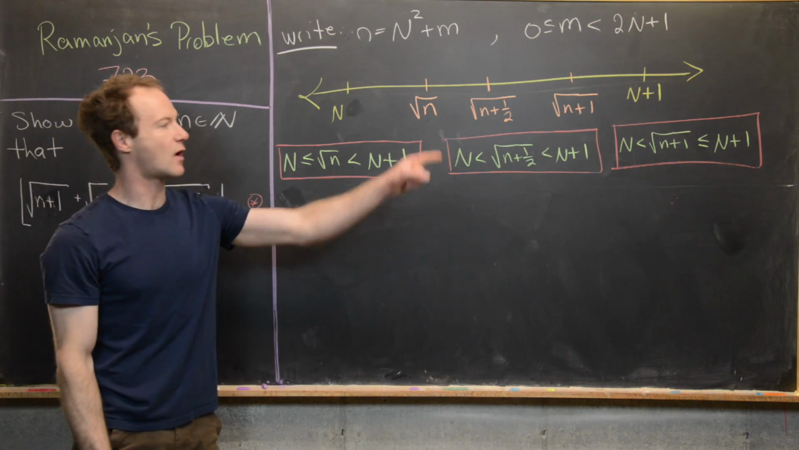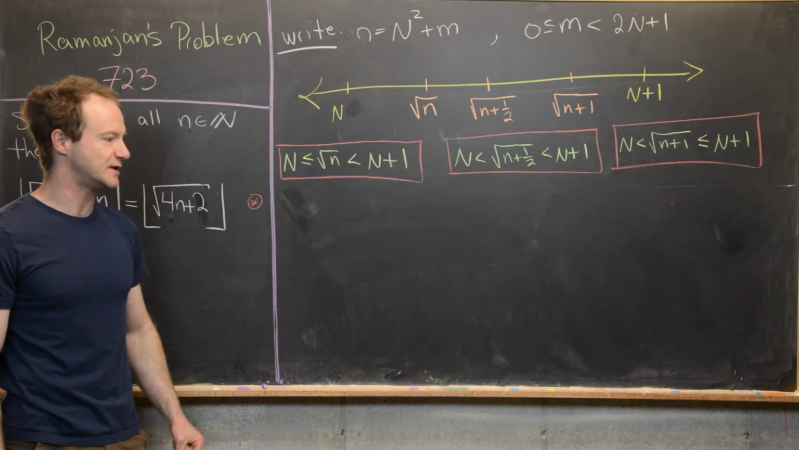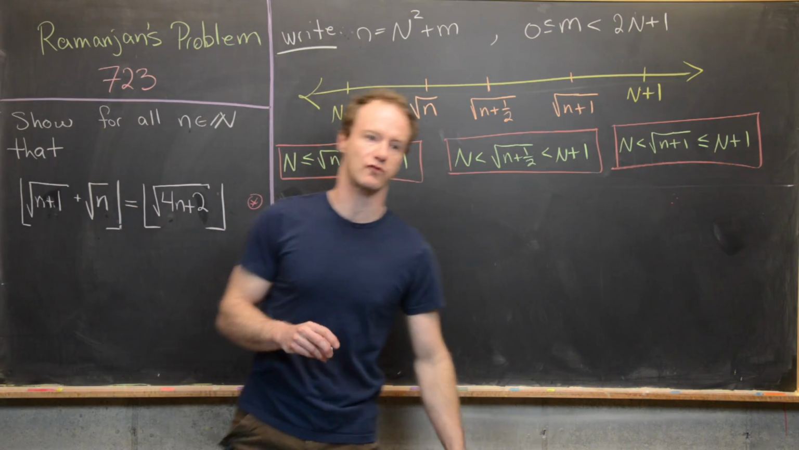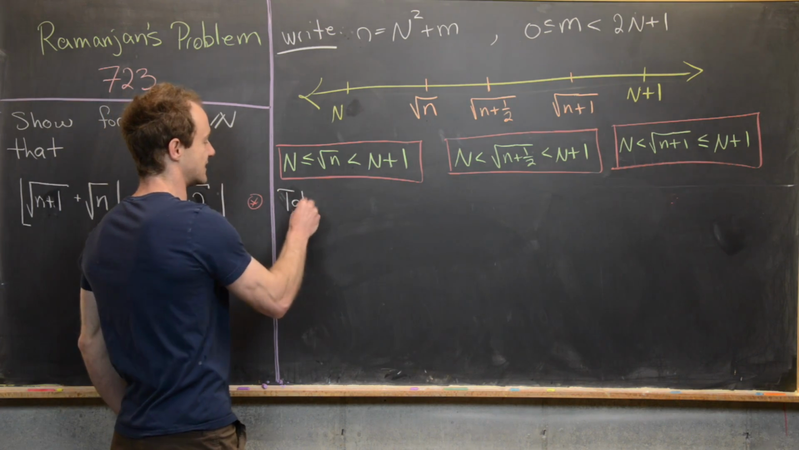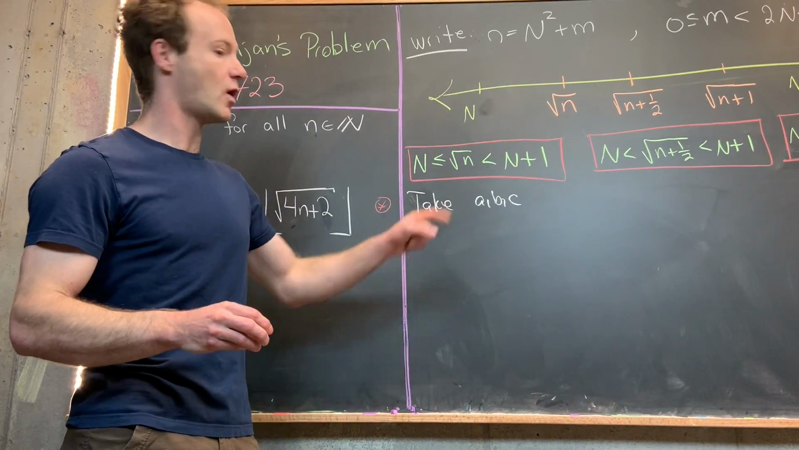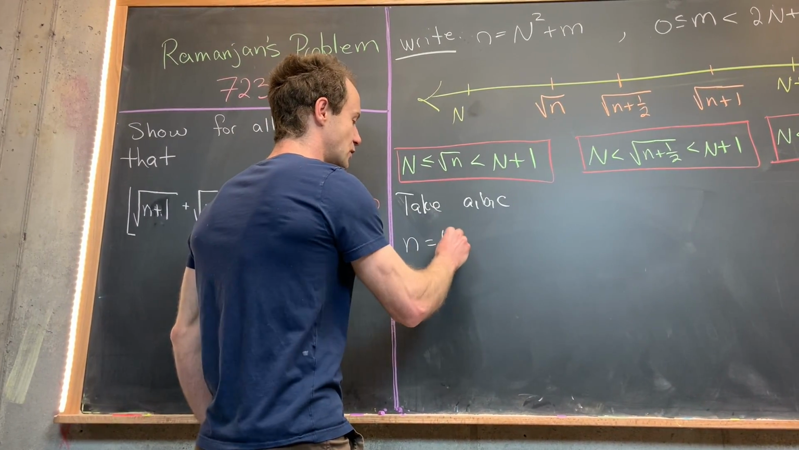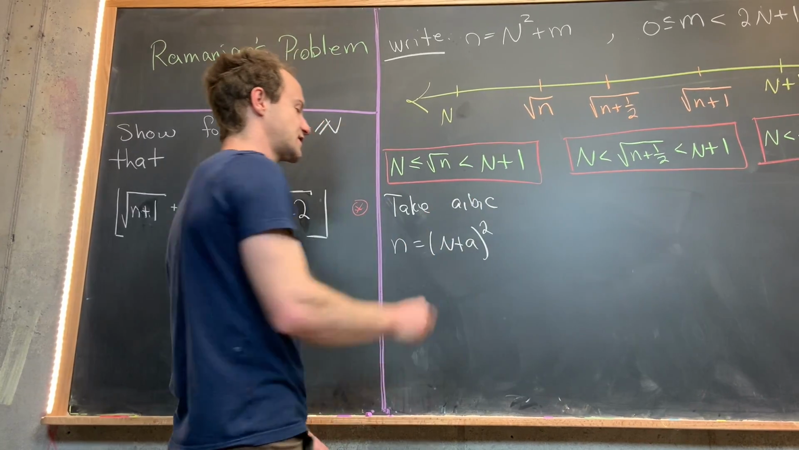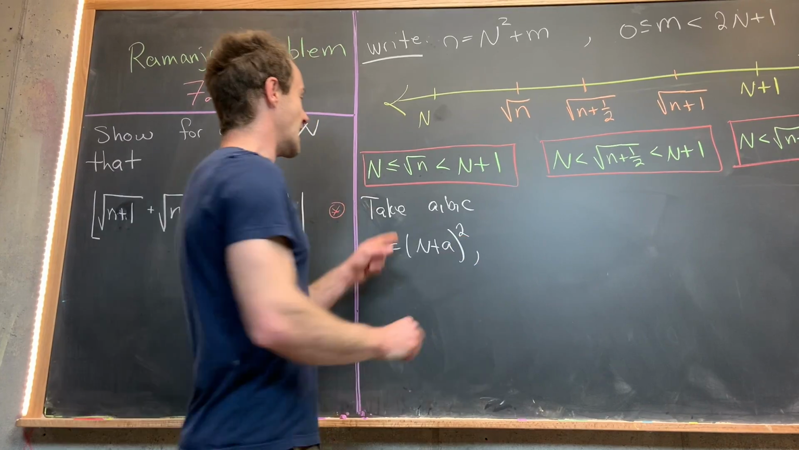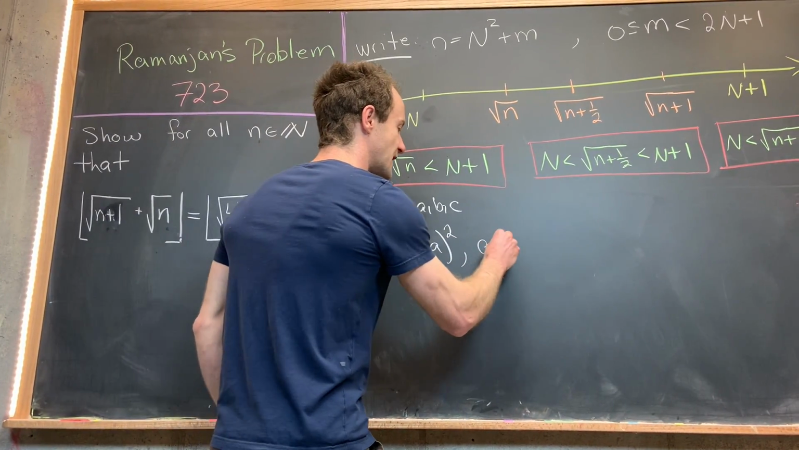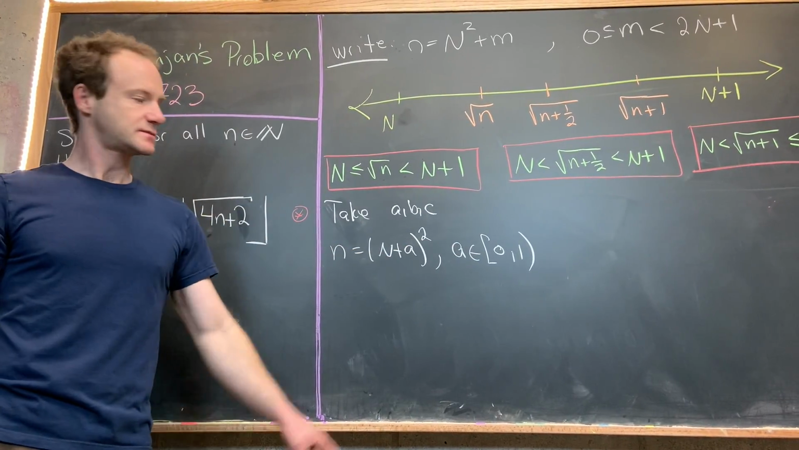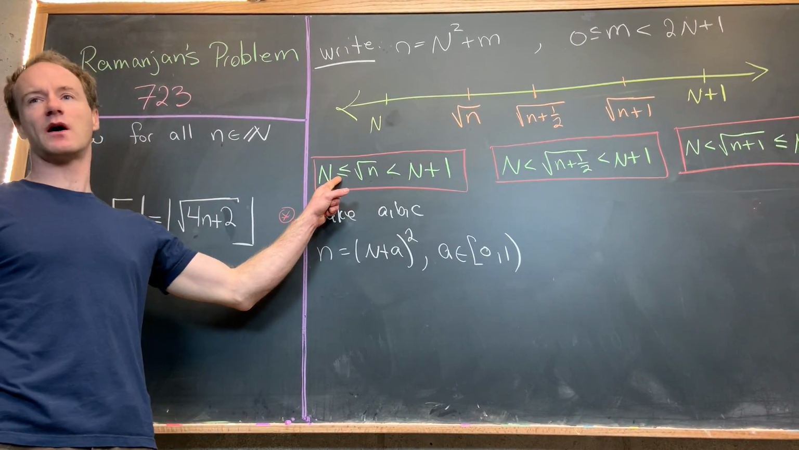So given these three inequalities, we can introduce three new numbers that are between 0 and 1 that will allow us to rewrite this goal equation, which I've called red star. And so let's go ahead and say, let's take a, b, and c. So those are going to be between 0 and 1, such that little n is equal to capital N plus a quantity squared. And so that possibility follows from this inequality. And again, because of this inequality, we know that a is in the half open interval 0 to 1, where we include 0. So it's equal to 0 if we have an equality right here.